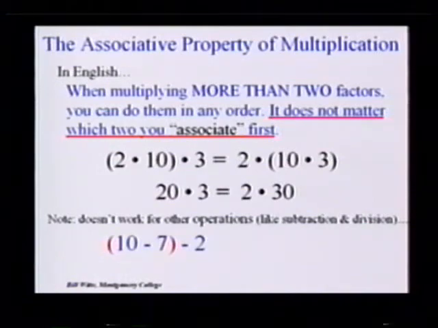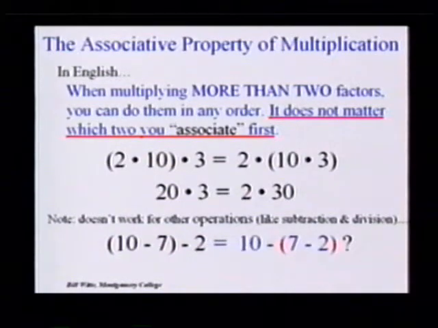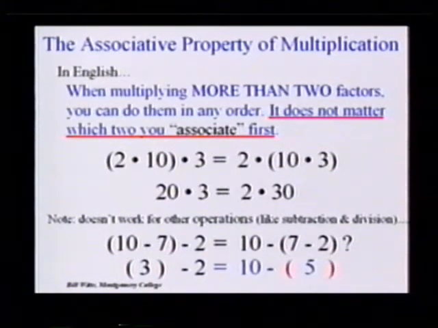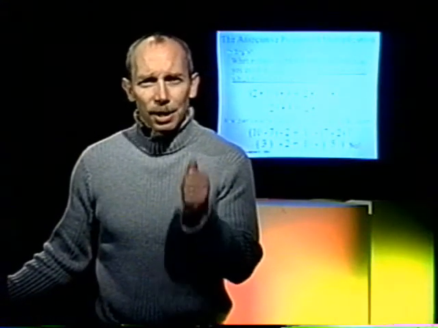Here we can see that it's not going to work, for instance, for subtraction. 10 minus 7 minus 2 isn't the same as 10 minus (7 minus 2). One's going to give you 3 minus 2, or 1. The other's going to give you 10 minus 5. No! It's not going to happen. The associative property only works for multiplication and addition.